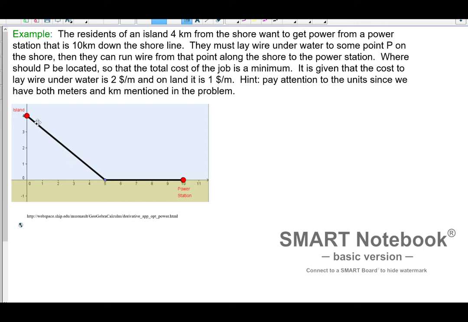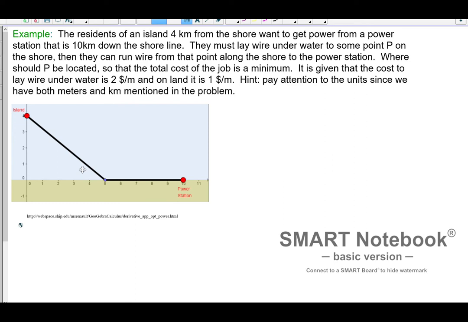So the question is, where would you draw the pipes from the island to the shore, given that to put pipes underwater is more expensive? It's a 2-to-1 ratio: $2 per meter to go underwater versus on land is $1 per meter. So the question is, where would you put it?